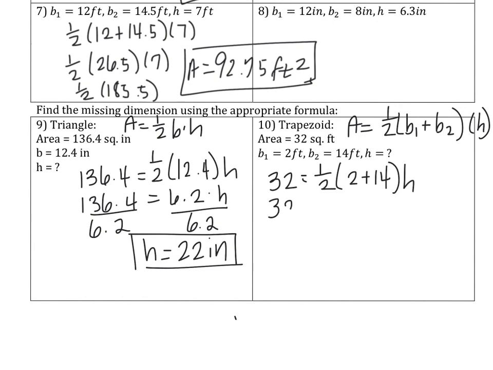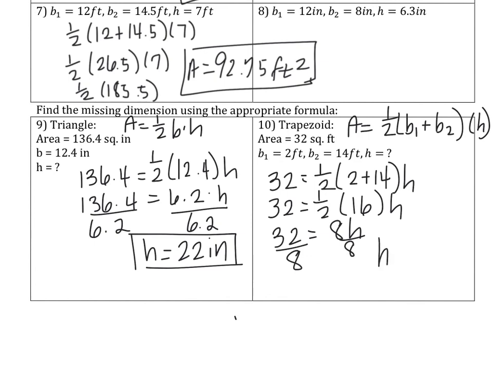So 32 equals half of 16 times h. I can take half of 16, and that's going to be 8, so I'm going to go ahead and do that. And then to find the height, I divide both sides by 8, and so the height is going to be 4, and the units is in feet.